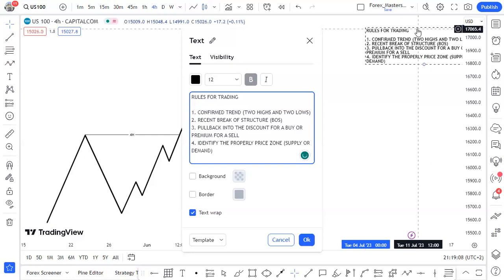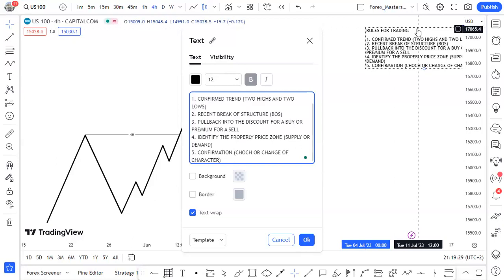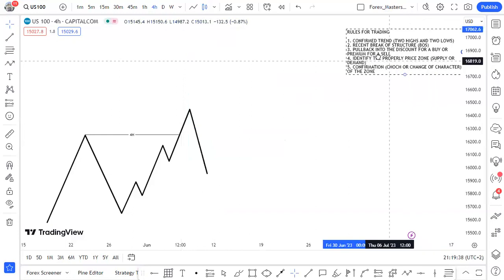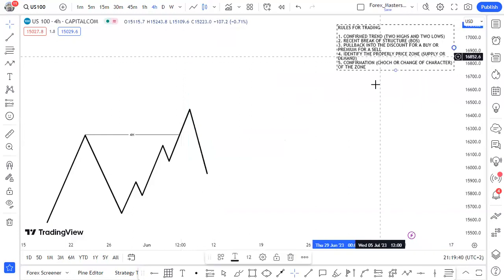And then number five, we'll be looking for what? Confirmation on that zone, right? So confirmation. We said our confirmation is our CHoCH, or change of character, of the zone. Right, so these are the rules that we looked at. I believe there were five that we looked at.